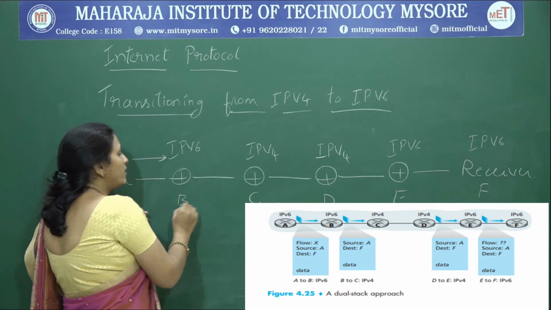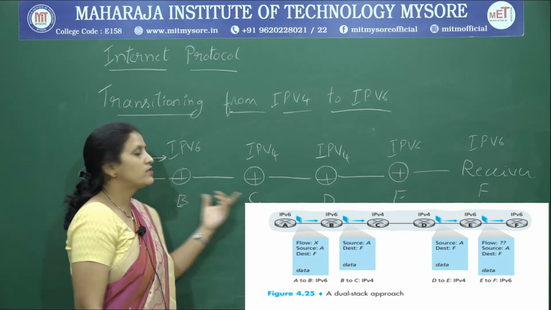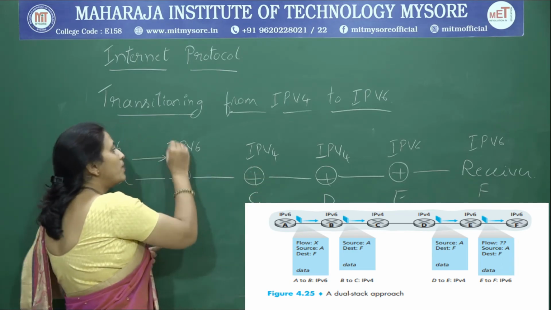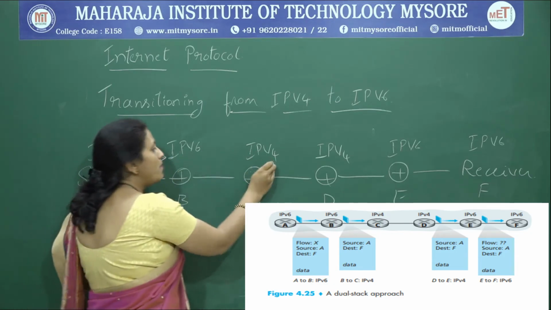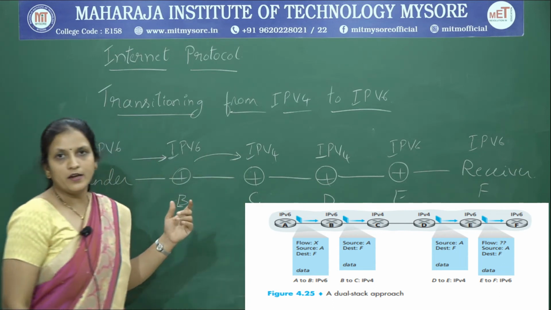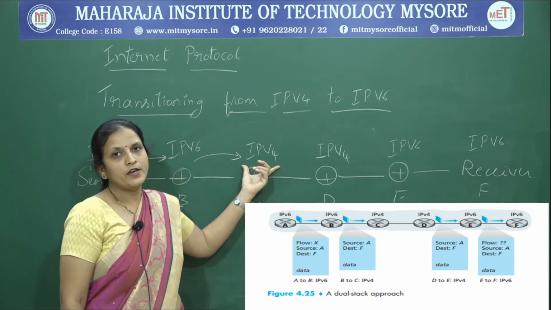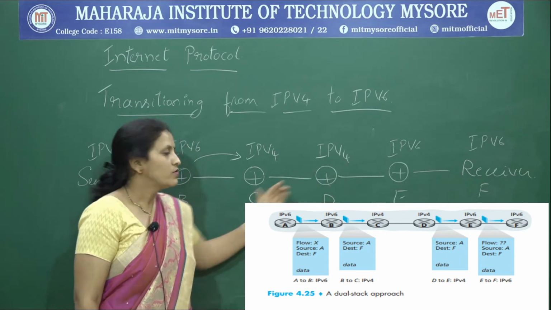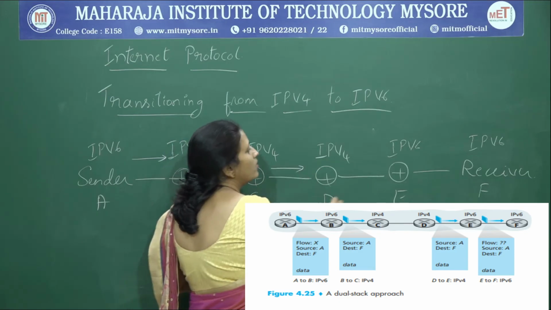And when B determines that the next node to which it has to send its datagram is IPv4 compatible, it has to bring the datagram down from IPv6 format to IPv4. So it has to modify the header, right? So it reaches in IPv4 datagram format. From C to D it is an IPv4 datagram, so there is no problem, it will be forwarded.